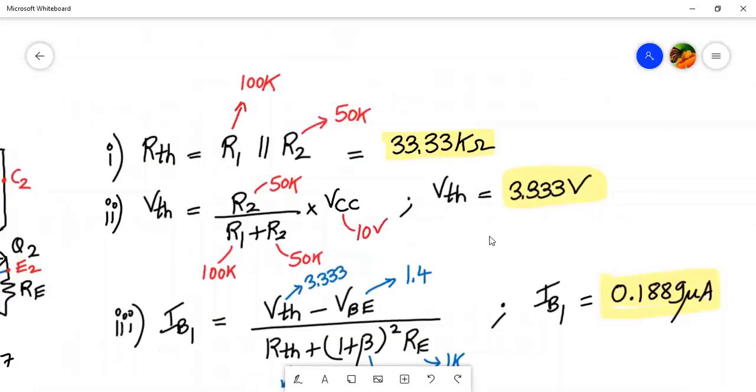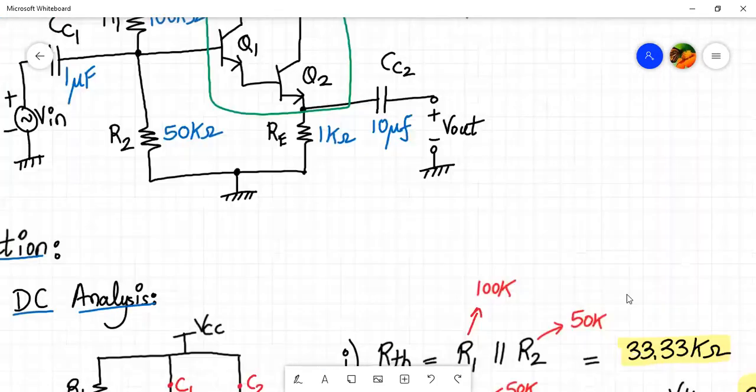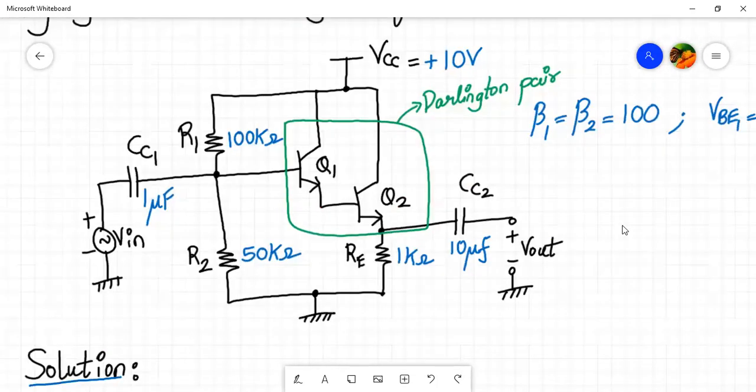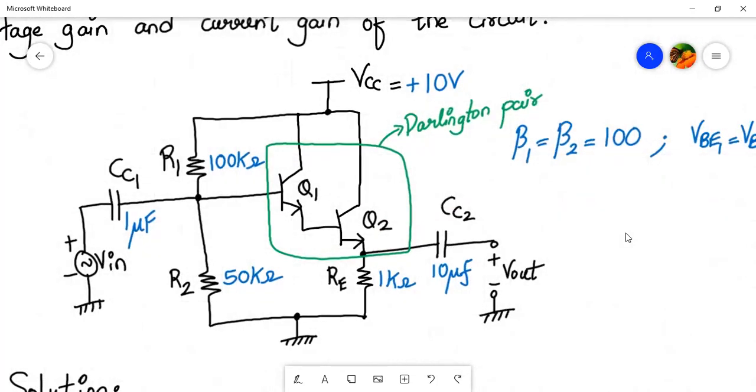We did this over the last 30 to 40 minutes. We calculated these parameters for such a simple circuit. So be careful in the calculations. If this comes in the exam, please do it very, very patiently. Any one mistake will lead to all the other numerical parts going wrong.